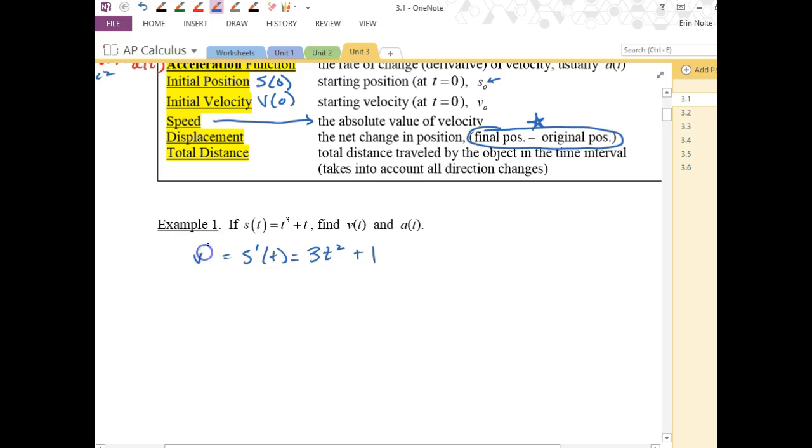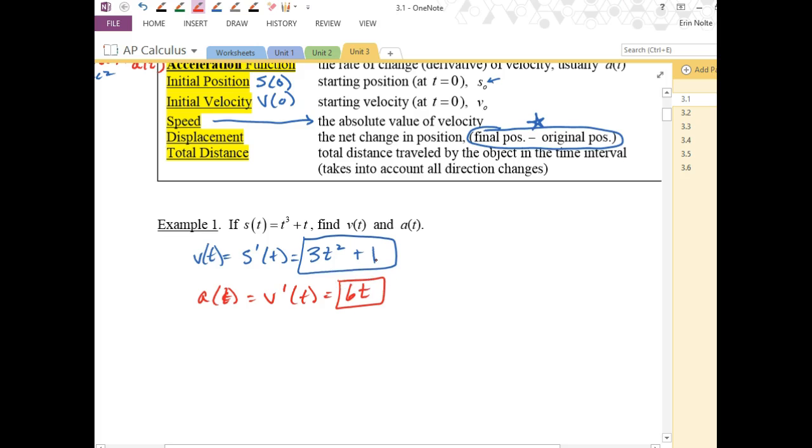Okay, so that is the velocity. Then it says, what's the acceleration? So how do you find the acceleration? You derive that. Acceleration, of time, is the derivative of the velocity. So what's the derivative of that last one? 6t. Nice. That's pretty easy.